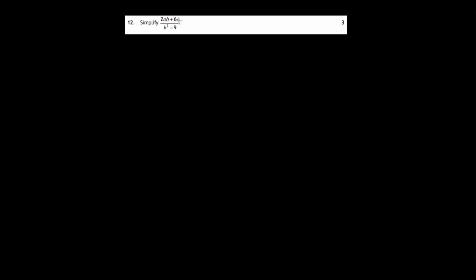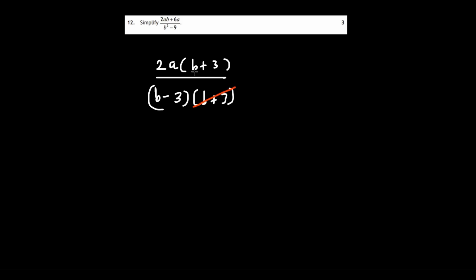Simplify 2ab plus 6a over b squared minus 9. So we start by factorizing the numerator and the denominator. So it will just be b plus 3. And then this would just be a difference of 2 squares. So b minus 3 over b plus 3. And then we just cancel the common factors. And that leaves us with 2a over b minus 3.